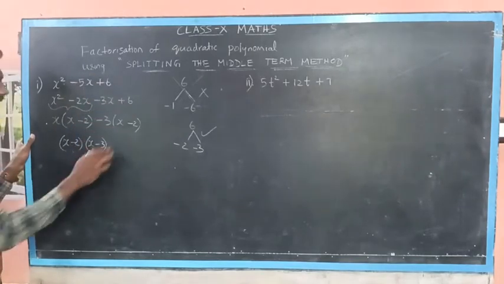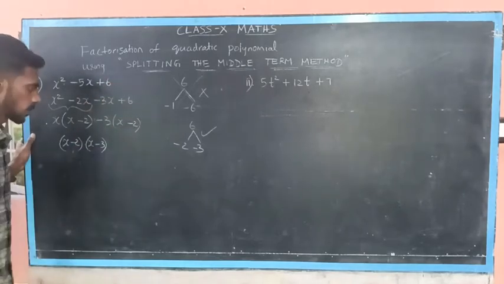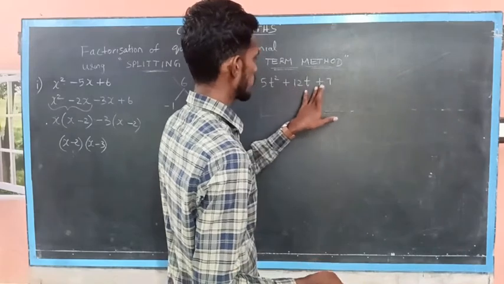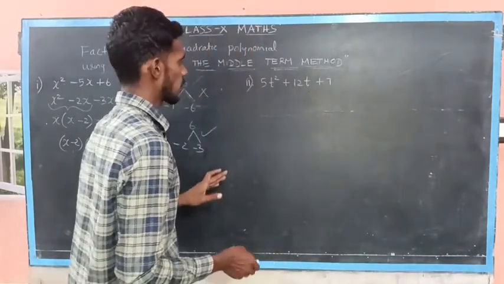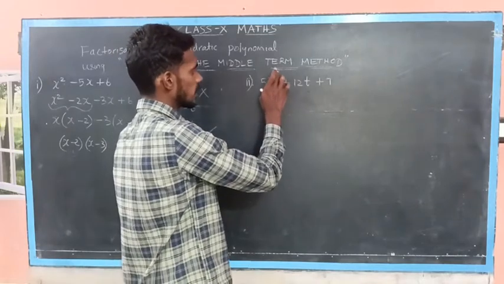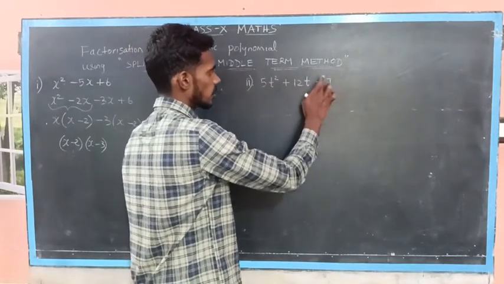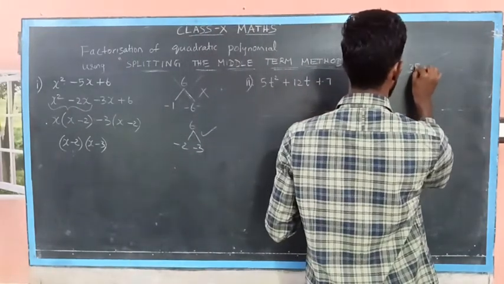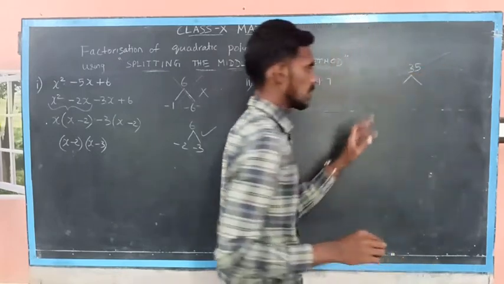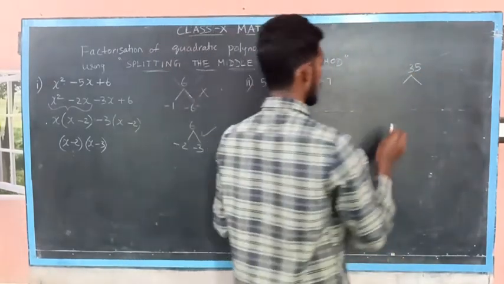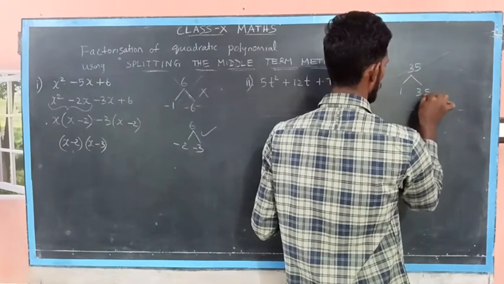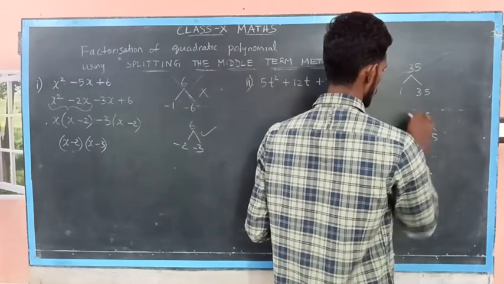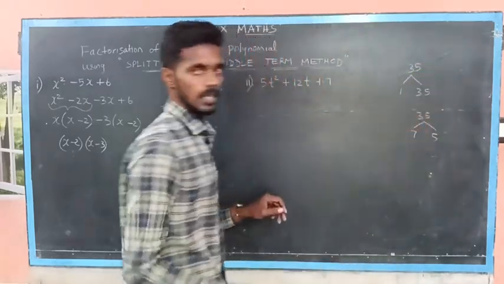So this is the factorization of the first quadratic polynomial. Then go for the second, it is 5t² + 12t + 7. According to the first step, we have to find the product of the t² coefficient and the constant term. So 5 into 7 becomes 35. We have to find the factors for the number 35. So 35 can be split as 1 into 35, and 35 can be split as 7 into 5. These are the possible factors for the number 35.